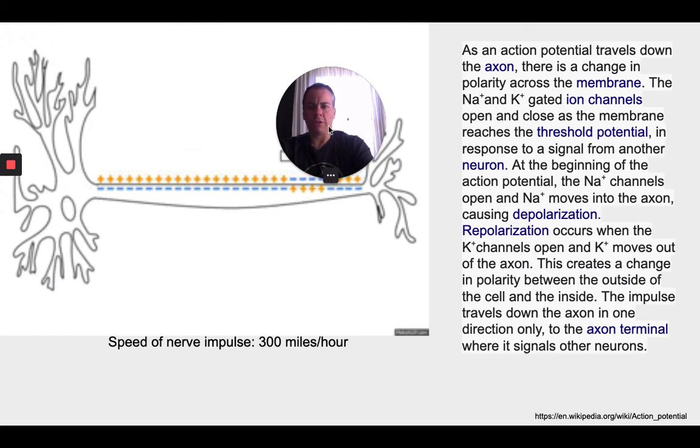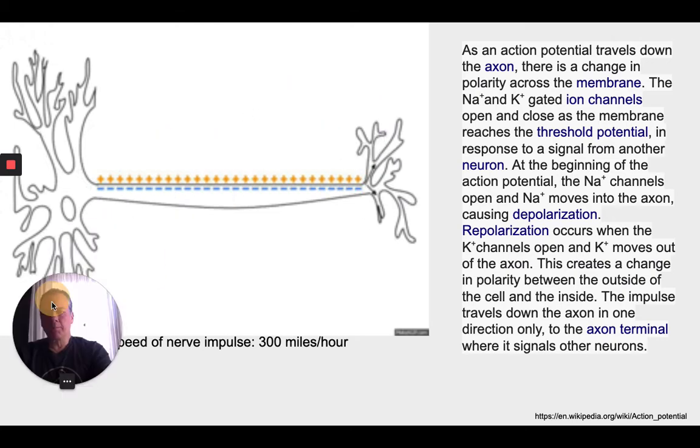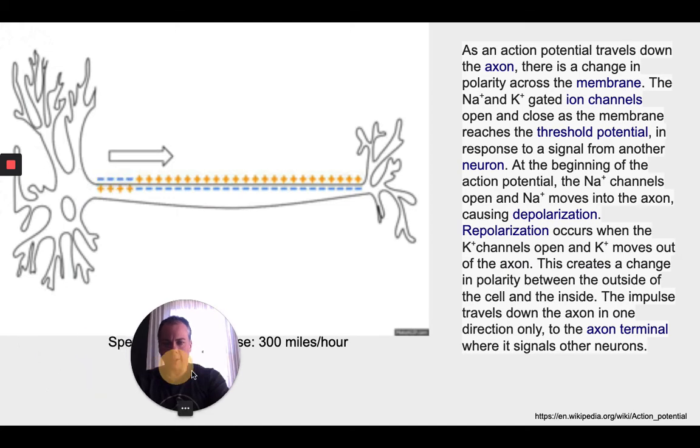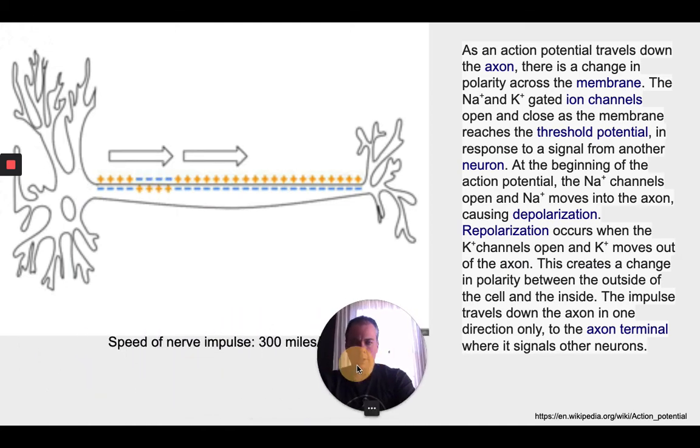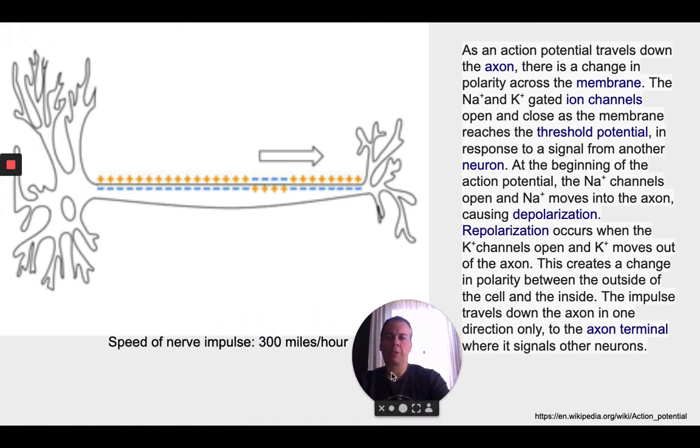So let's talk about how information travels on a neuron. Nerve impulses can travel pretty quickly. They can travel about 300 miles per hour. A nerve impulse uses a chemical and electrical signal to be transmitted down the neuron. And this works because of a change in polarity.